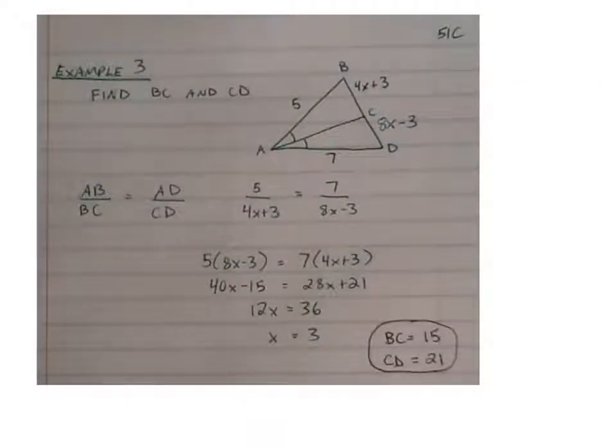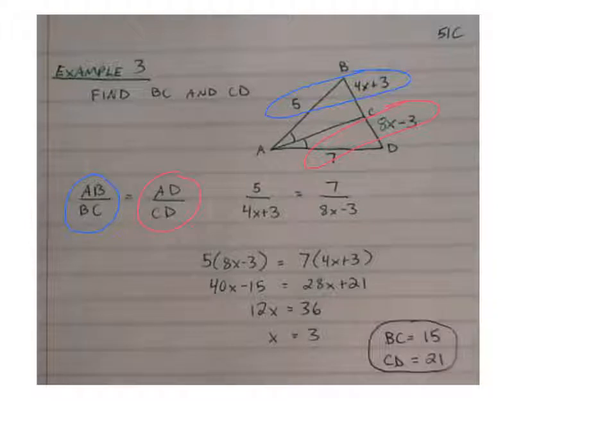Alright, page 51C. What we have here is we are asked to find distances BC and CD, and they give us a value for them that includes a variable. It looks as though we have a triangle that has one of the angles bisected. These arc marks show us that it's bisected, which means we're allowed to use our triangle angle bisector theorem. And what we can do is say AB to BC is equal to AD to CD.